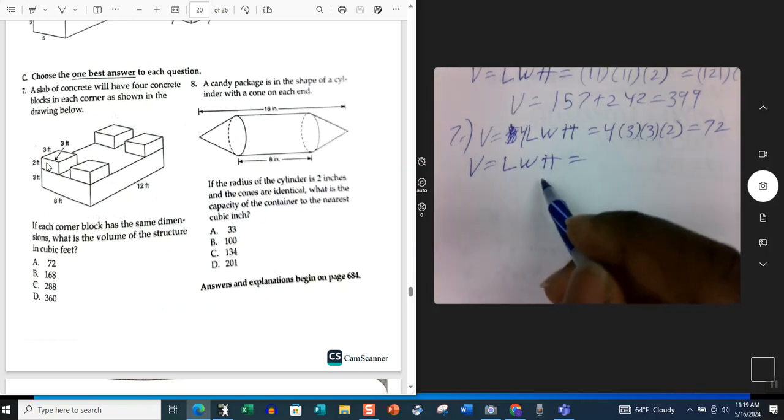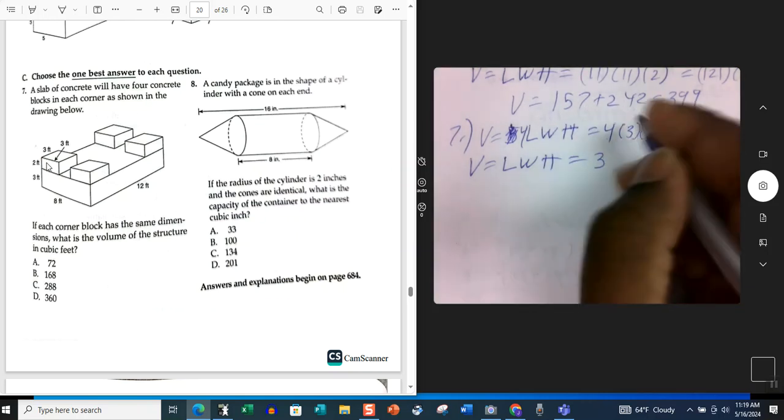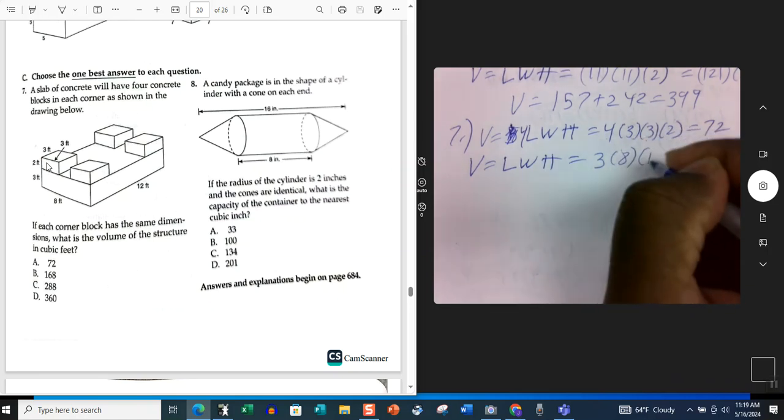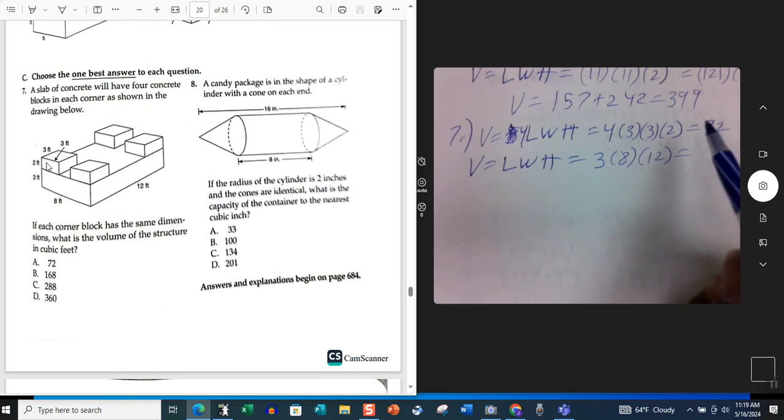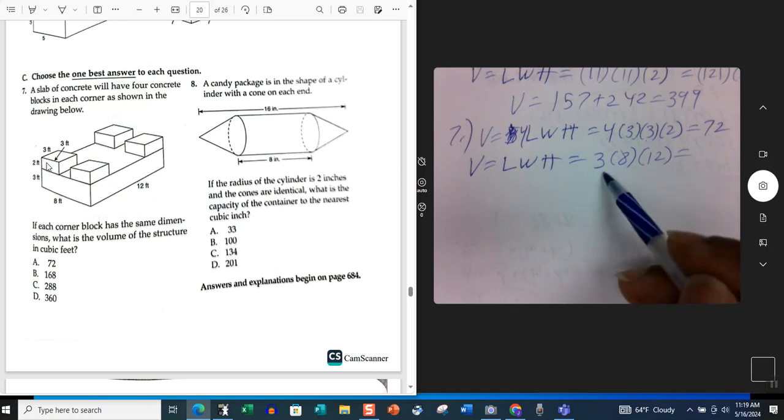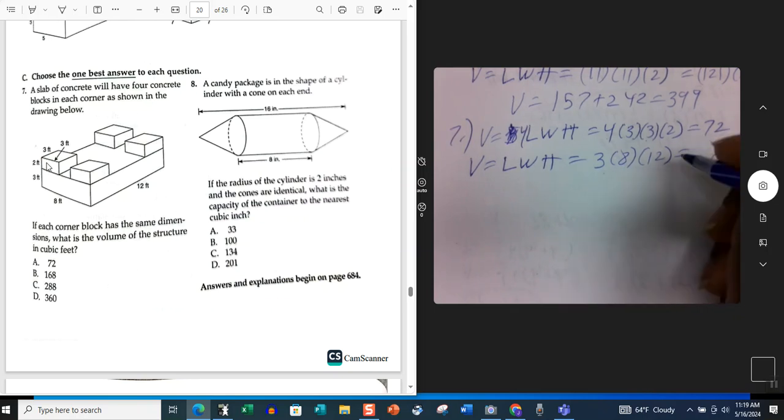Now here for the larger, we will add 3 times 8 times 12. All right, so what we will have here is 96 times 3, 18. So it'd be 288.